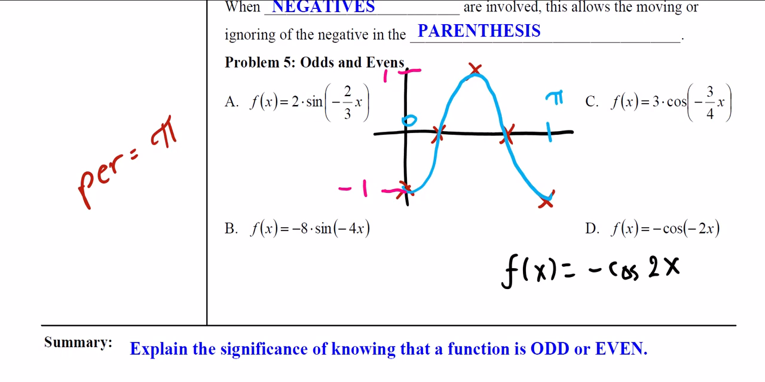For your summary, explain the significance of knowing that a function is odd or even.